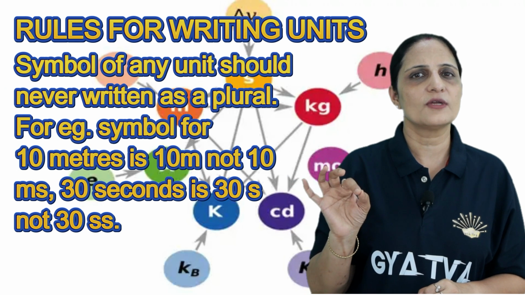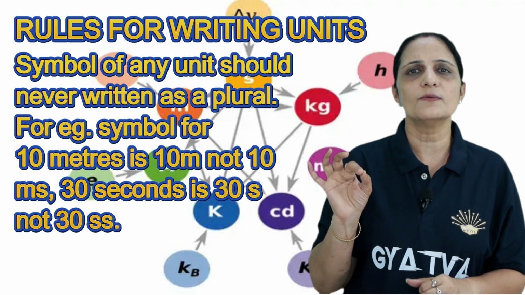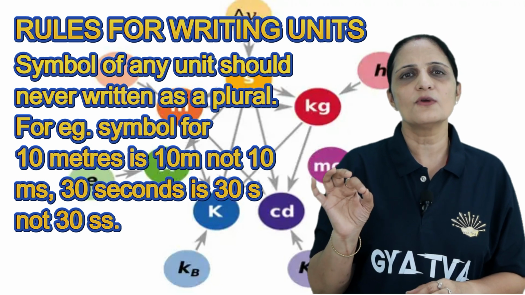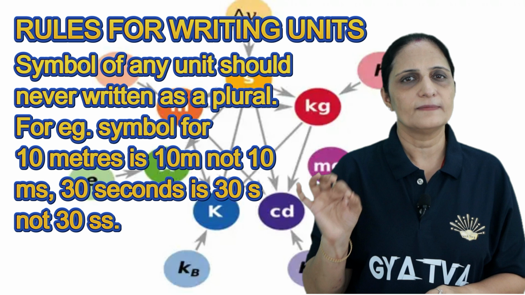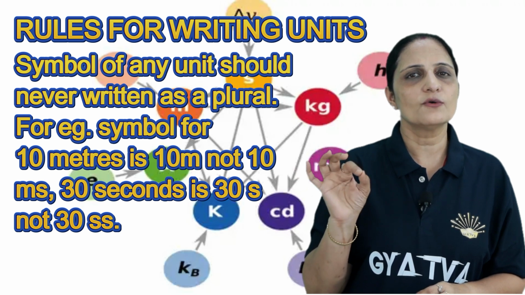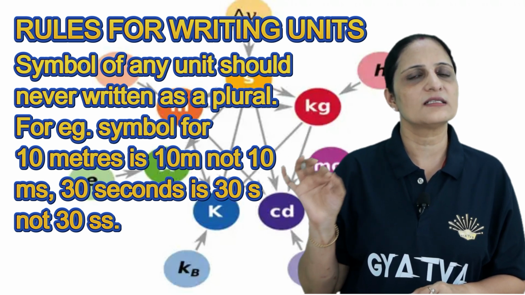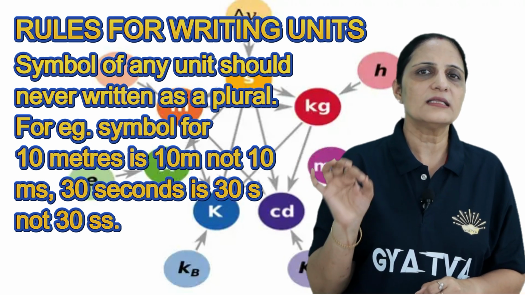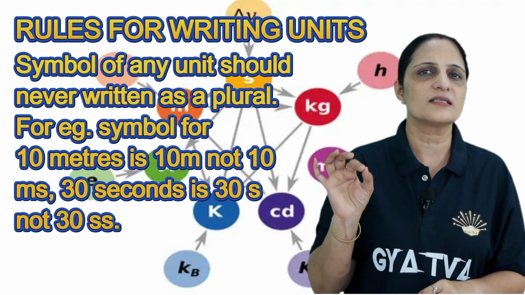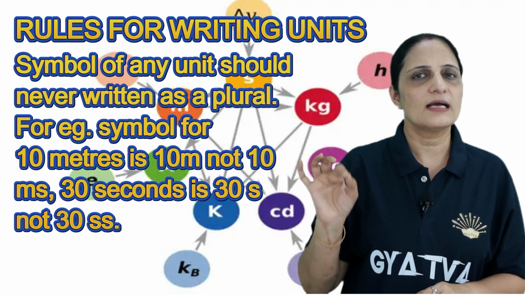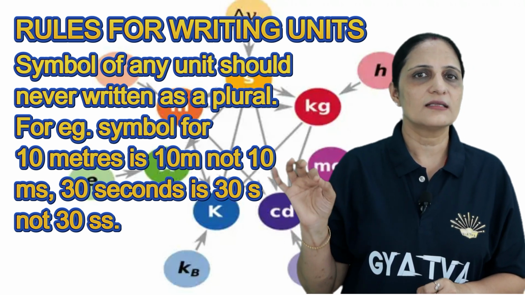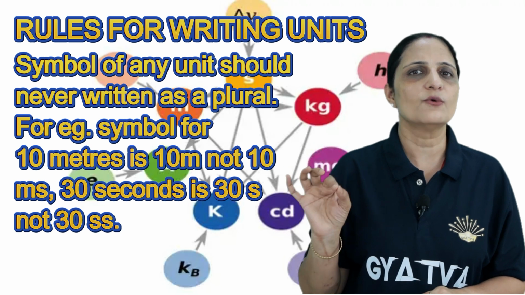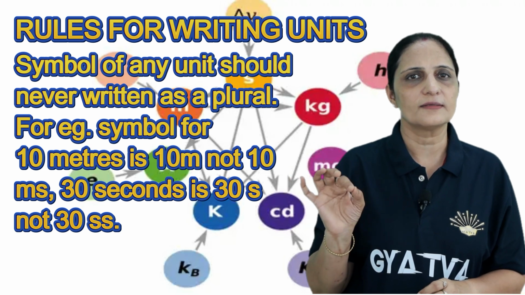Symbol of any unit should never be written as a plural. For example, we do not write 10 meters. That is 10 m. We do not write it as 10 ms. It is wrong. We only write it as 10 m. Similarly, 30 seconds is written as 30 small s and not 30 ss. That is, we do not write plurals, we only write it in singulars.